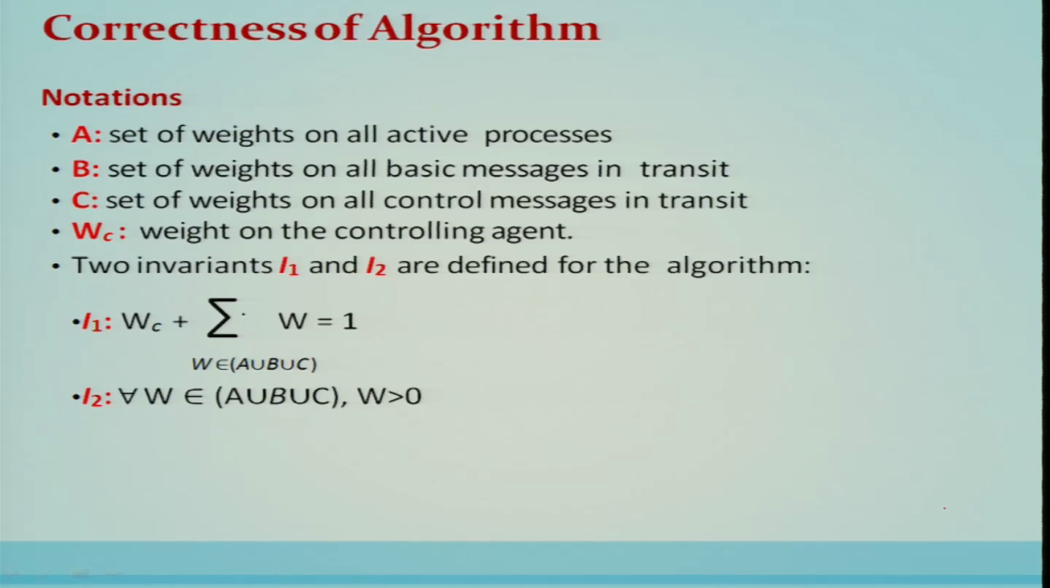Now the correctness of this algorithm. Let capital A be the set of all active processes, capital B the set of all basic messages in transit, capital C the set of weights on all the control messages in transit, and WC the weight on the controlling agent. There are two invariants, I1 and I2, defined for the algorithm. Invariant I1 says that the weight on the controlling agent plus the sum of the weights on A, that is all the active processes, and the weights on all the basic messages in transit and all the control messages in transit is equal to 1. That means the entire weight in the system is equal to 1. The second invariant says that for all W in A union B union C, W is greater than 0.